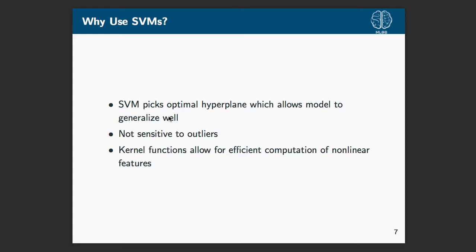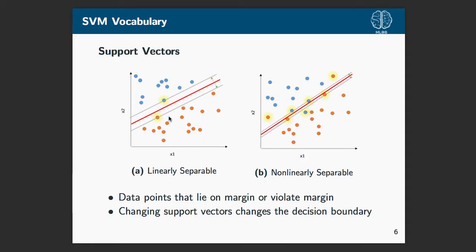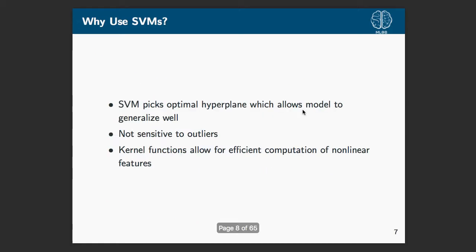Also with SVMs, kernel functions can be easily integrated, and that allows for an efficient computation of nonlinear features. I'll get a lot more into that later, but essentially the idea is here you have a quadratic data set, and you would need some sort of quadratic function to fit it. And you can efficiently do this using kernel functions in SVMs. Okay, so does anyone have any questions?